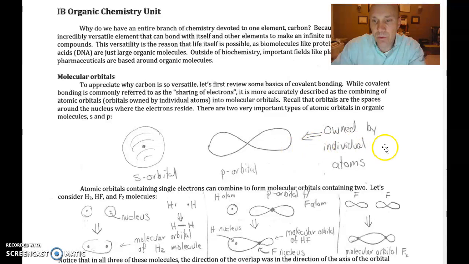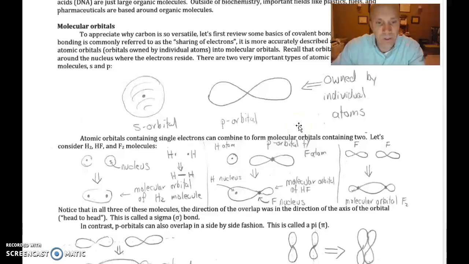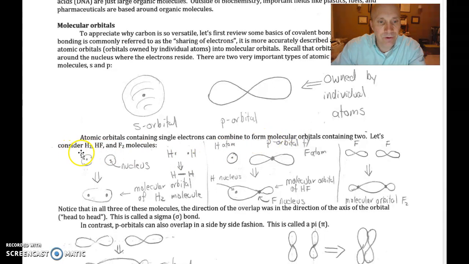So there's two other types of orbitals. Those would be the d orbitals and the f orbitals. We'll talk about those a little bit more. I believe you talked a little bit about those in the SL year, but first of all, whenever you have orbitals, they can combine to make molecular orbitals.